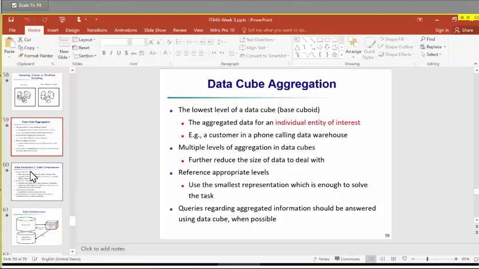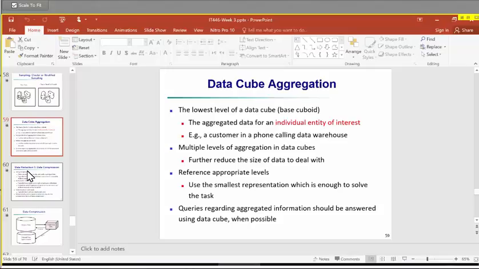So the lowest level of a data cube is known as a base cuboid. We'll discuss what a cube is, and the aggregated data for an individual entity of interest is known as a data cube. For example, a customer in a phone calling data warehouse has some information which will be represented in the form of a data cube. How, we will discuss in the coming weeks. Okay, we have a complete lecture on how a data cube works and what the data cube is all about.